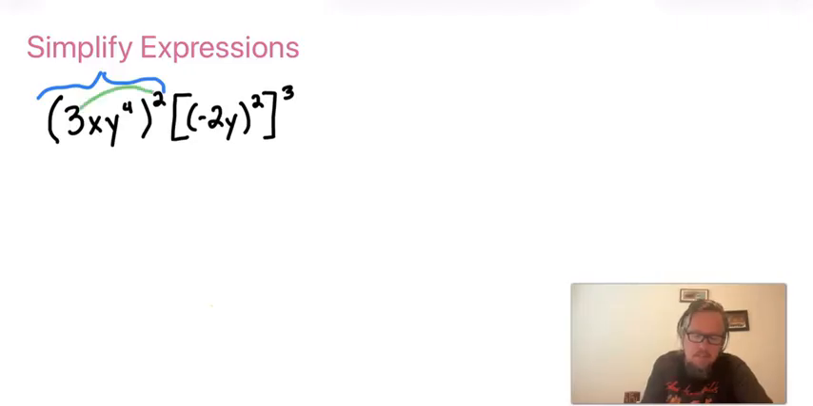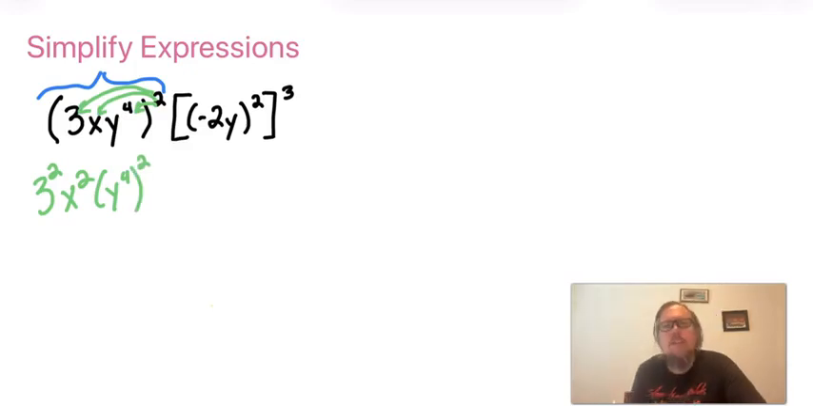So the 2 is going to go to the 3. It's going to give us 3 squared. It's going to go to the x. It's going to give us x squared. And it's going to go to the y to the 4th. So that's going to give us y to the 4th squared. And there's the power of a power rule coming up.